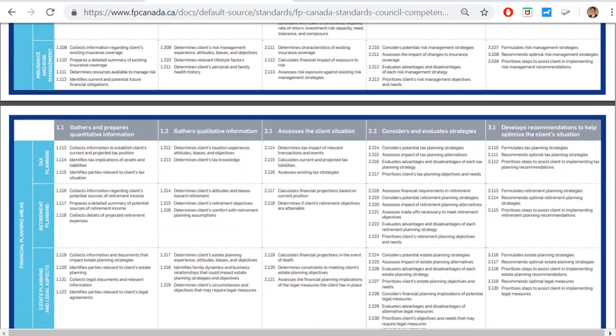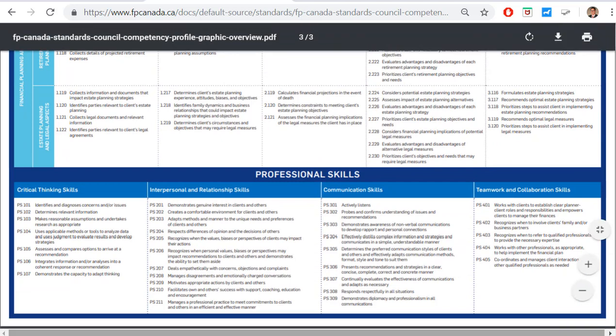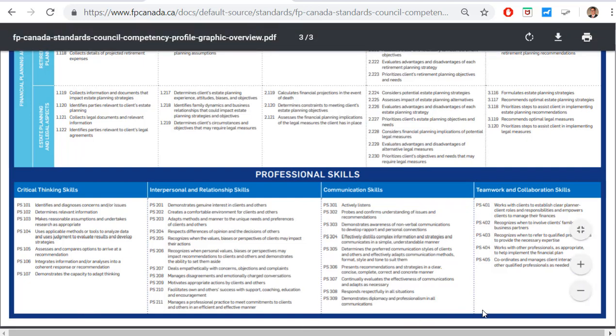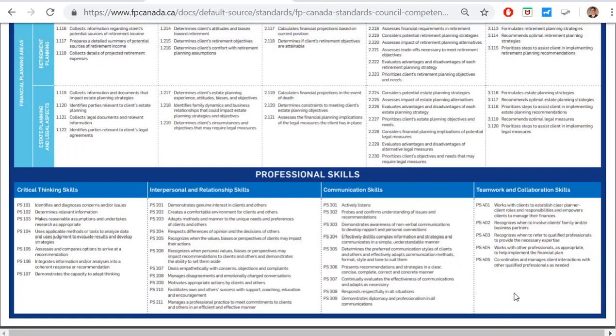You can see there's 3 on the first page, and there's the 3 on the second, and there's the professional skills that we've been talking about, so maybe it's a good time just to quickly review. There's critical thinking skills, interpersonal and relationship skills, communication skills, and teamwork and collaboration skills. Okay, and this is what we're talking about. If you're not an expert in insurance, you're not licensed in insurance, you're going to need some teamwork and collaboration skills where you work with other professionals as appropriate to help implement the financial plan, and you coordinate and manage client interaction with other qualified professionals as needed.